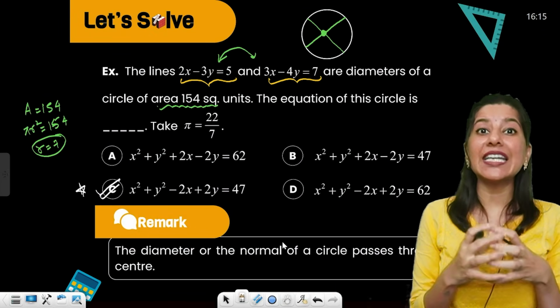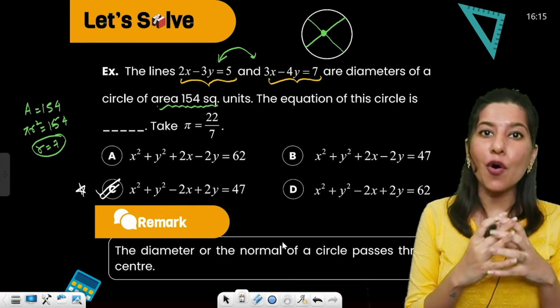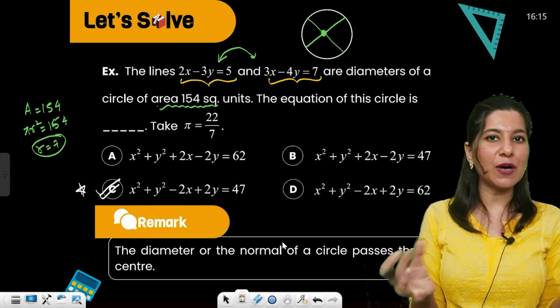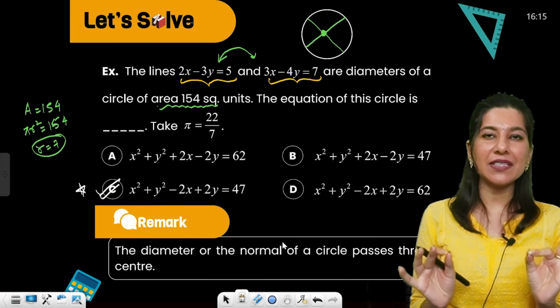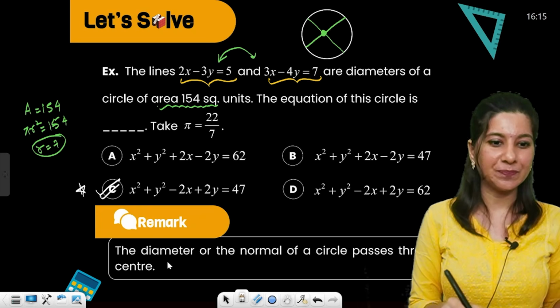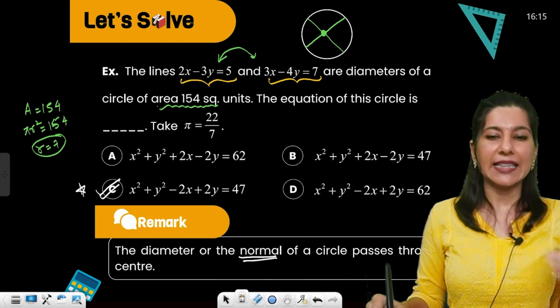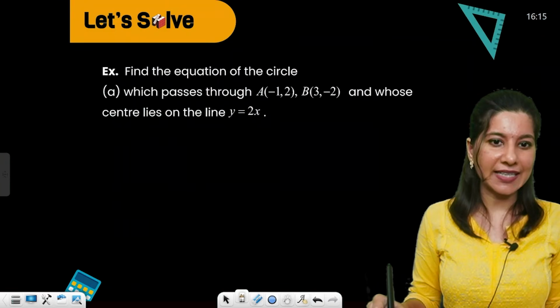So what is the takeaway from this question? That whenever you get two diameters of any circle, just solve them out to get the center. Both the diameters, or any two diameters of a circle, intersect at the center. Diameter is also known as the normal of the circle, by the way. That we will understand later on.